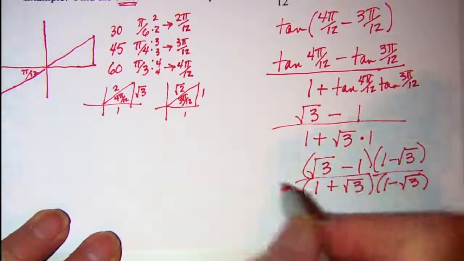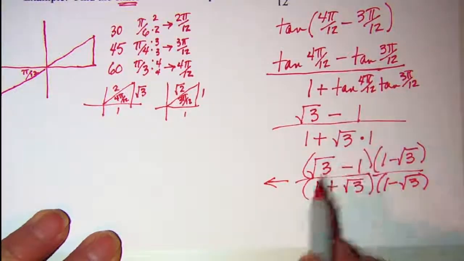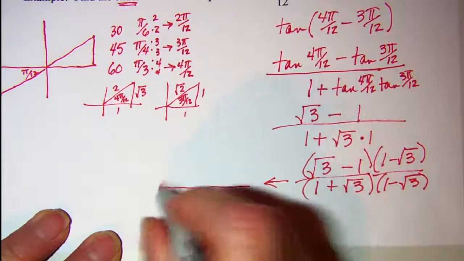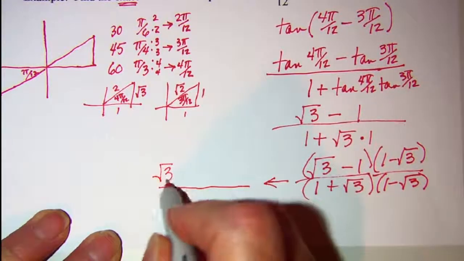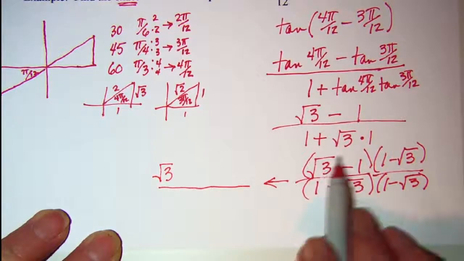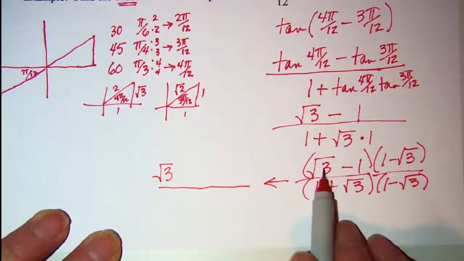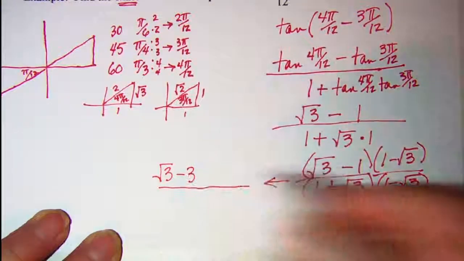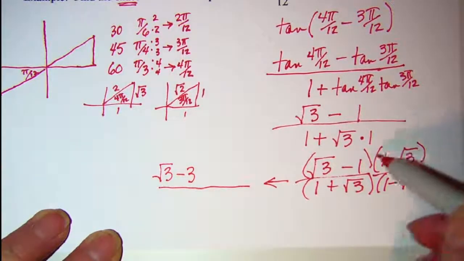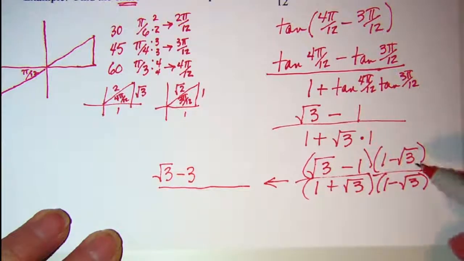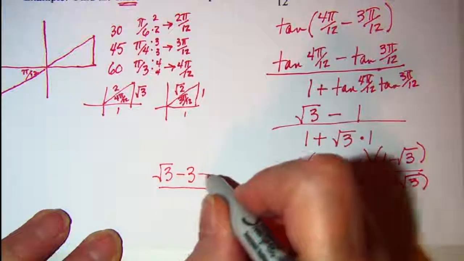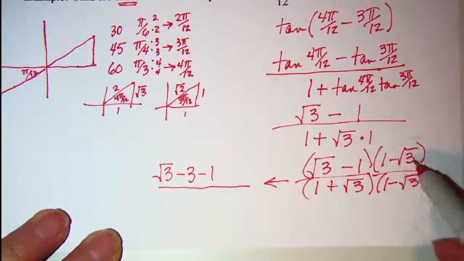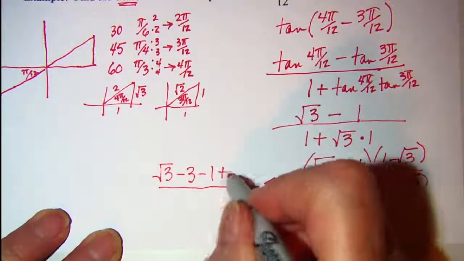So let's FOIL this out. Root 3 times 1 is root 3. And then the outer product is root 3 times a negative root 3. So that's negative 3. And then the inner product is negative 1 times 1. So that's negative 1. And then the last one's negative 1 times negative root 3 is a positive root 3.